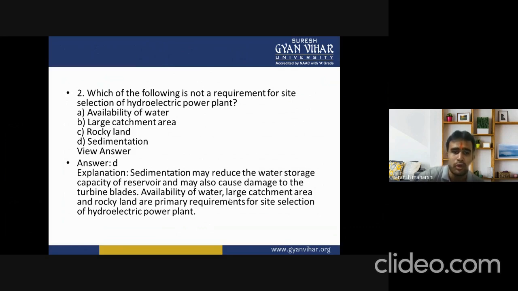Sedimentation may reduce the water storage capacity of the reservoir and may also cause damage to the turbine blades. Availability of water, large catchment area, and rocky land are primary requirements for the site selection of a hydroelectric power plant.